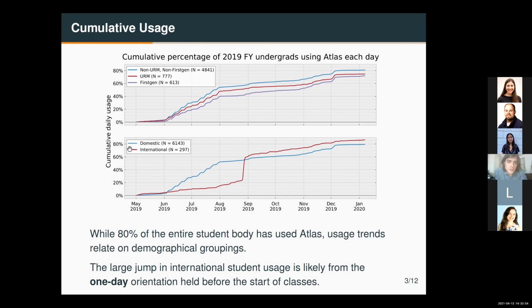The second plot shows domestic students total, so this is actually the entire first plot combined, versus international students, which for here was a fairly small subset. But you can see that there's one day right at the end of August where all the international students started using Atlas, and the trend is about 5% higher for the rest of the category. It was mentioned to me that this is likely due to a one-day orientation process or something like this. So that's the usage statistics for just one year of undergraduates overall.